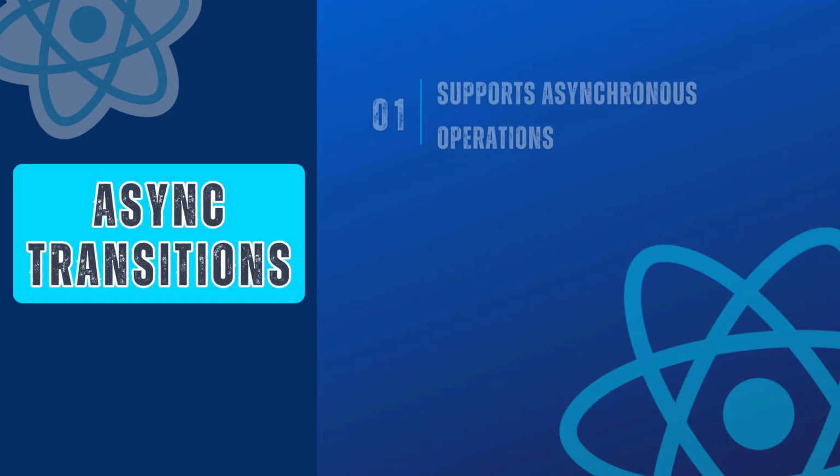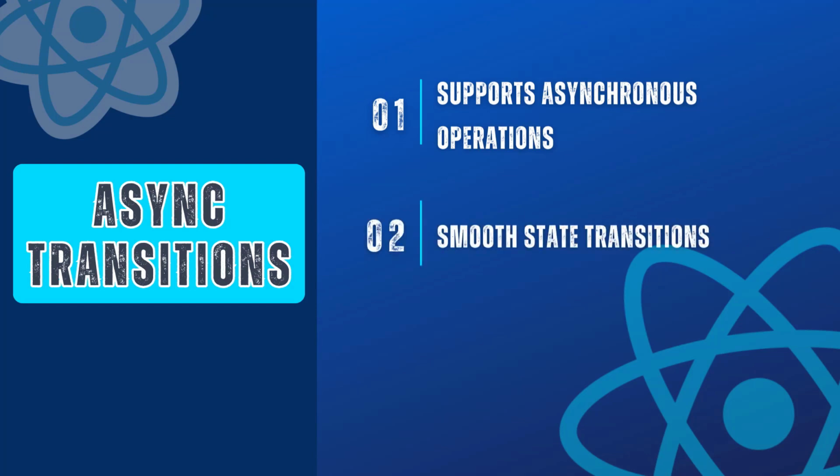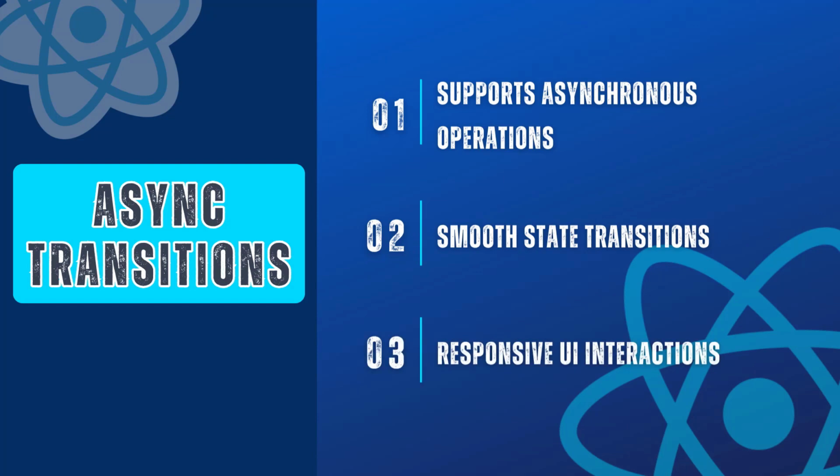Lastly, let's talk about async transitions. The Transition API now includes support for asynchronous operations, enabling you to manage complex state transitions without blocking the UI. By handling transitions asynchronously, your app can update states without causing noticeable delays or interruptions to the user experience. This feature ensures that your UI remains responsive and interactive even during data fetching or other intensive operations.